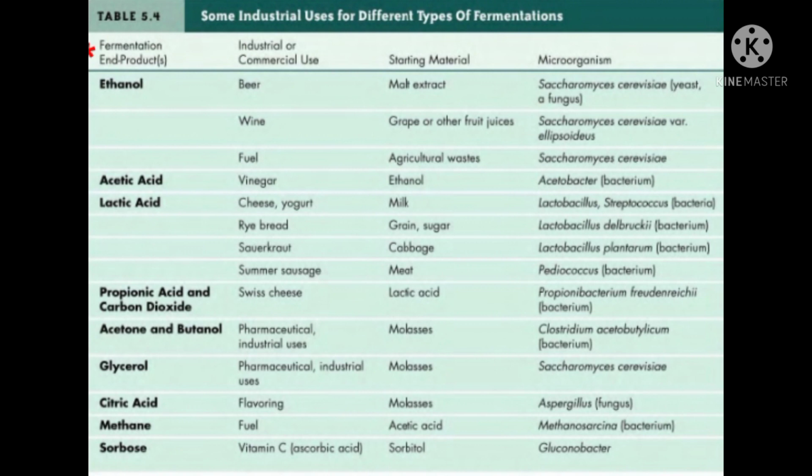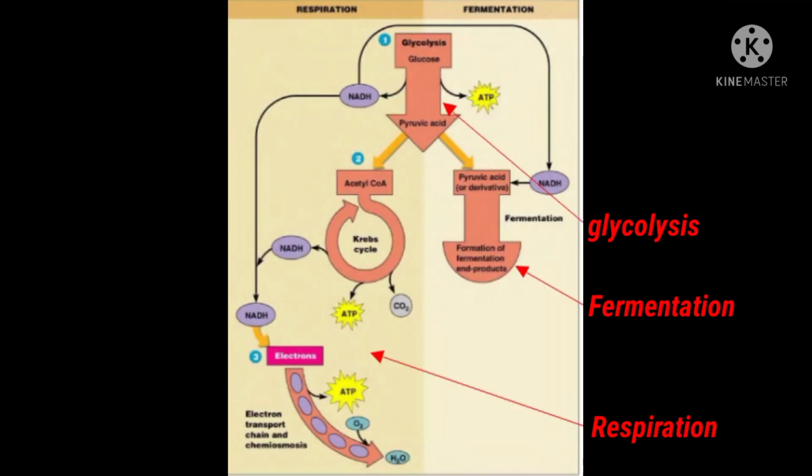There are different fermentation products: ethanol, acetic acid, lactic acid, propionic acid and carbon dioxide, then acetone and butanol, glycerol, citric acid, methionine, and sorbose. Next, the third one is respiration.